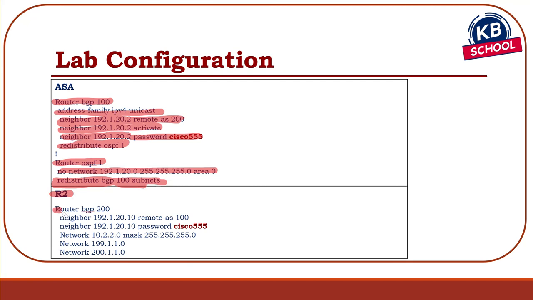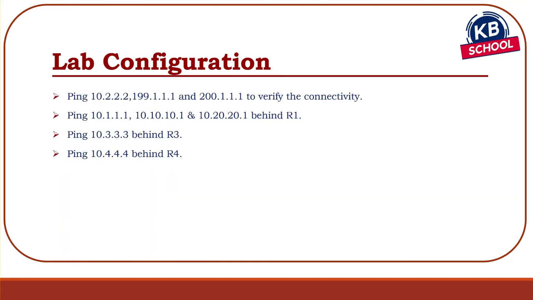On router 2, router BGP 200, this is my neighbor, this is my password, and these are the networks that I wanted to inject into BGP, which I did. Router 3 and router 4, I did not do any config, or router 1 for that matter, so there's no config for it. In terms of testing it, let's verify the pings.